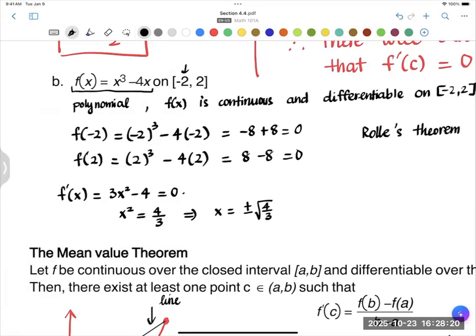So once again, if these two values are actually two different values, then the Rolle theorem will not apply, and you will not need to find the C value. You don't have to do this step. All right.